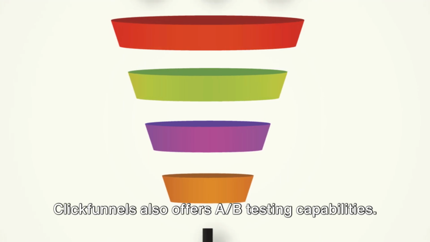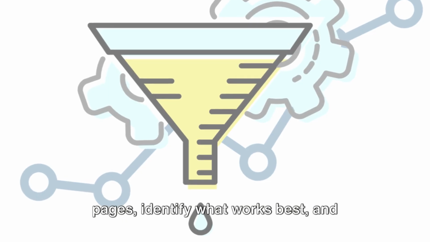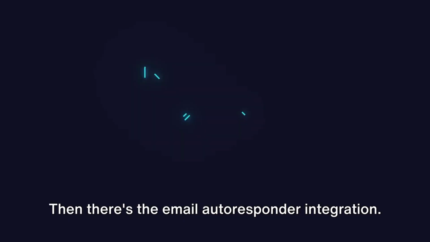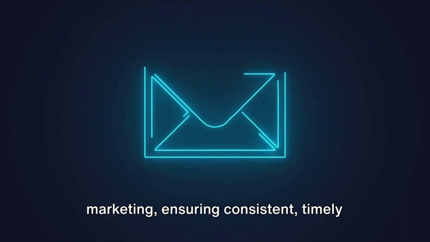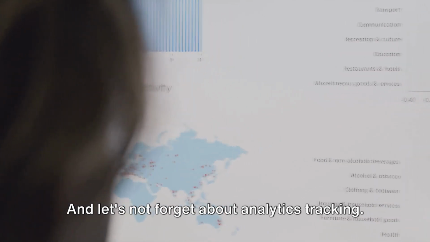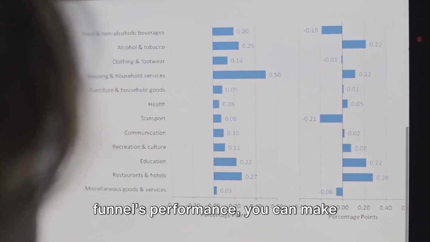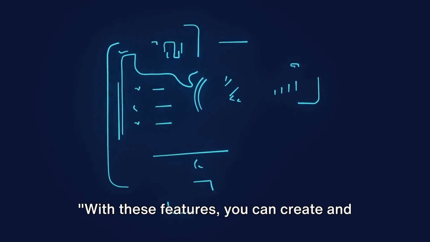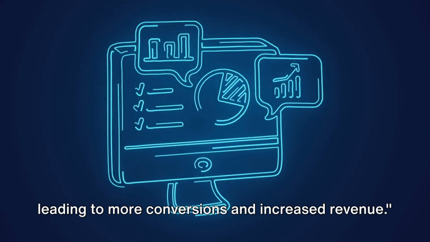Clickfunnels also offers A/B testing capabilities. Test different versions of your funnel pages, identify what works best, and optimize accordingly for maximum conversions. Then there's the email autoresponder integration. This allows you to automate your email marketing, ensuring consistent, timely communication with your leads. And let's not forget about analytics tracking. With real-time insights into your funnel's performance, you can make data-driven decisions for continuous improvement. With these features, you can create and optimize your sales funnels with ease, leading to more conversions and increased revenue.